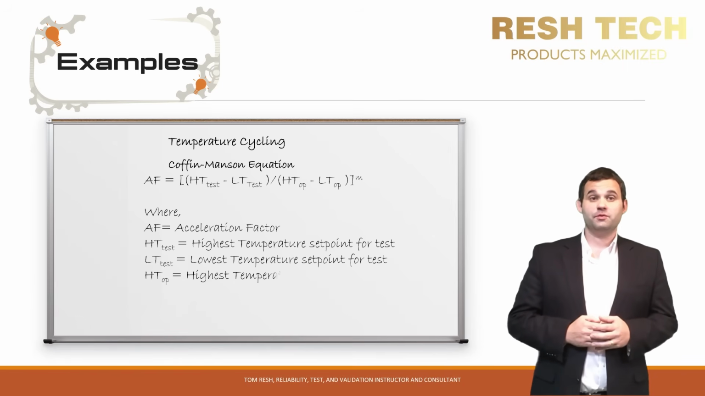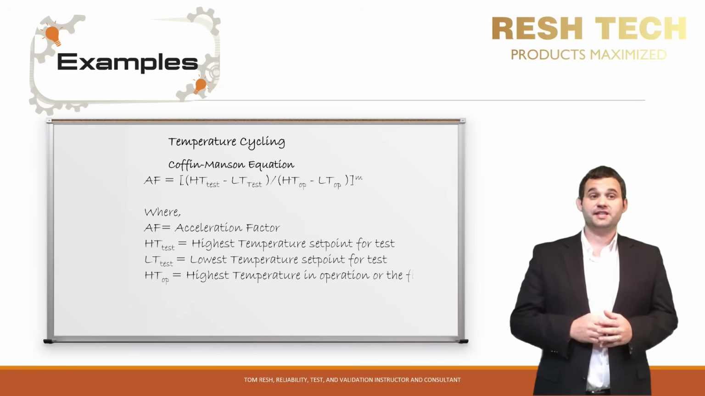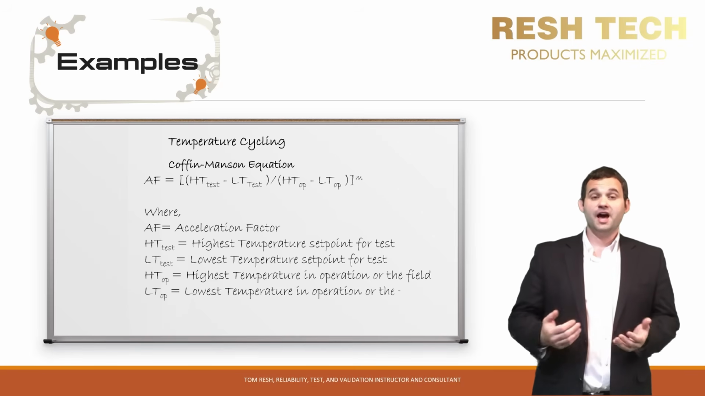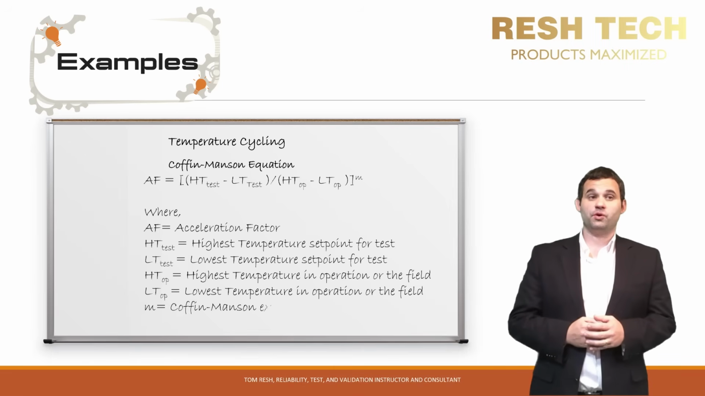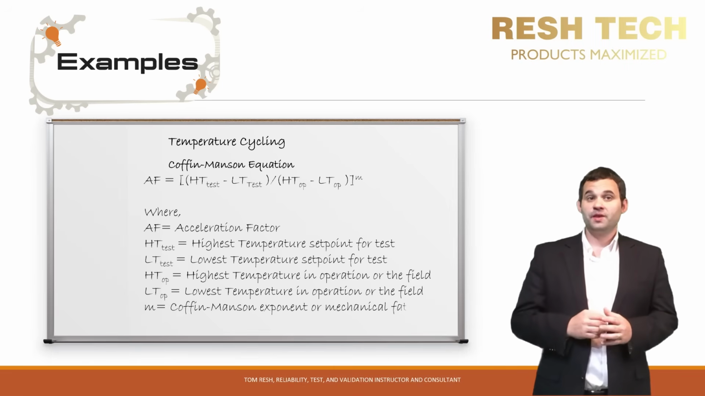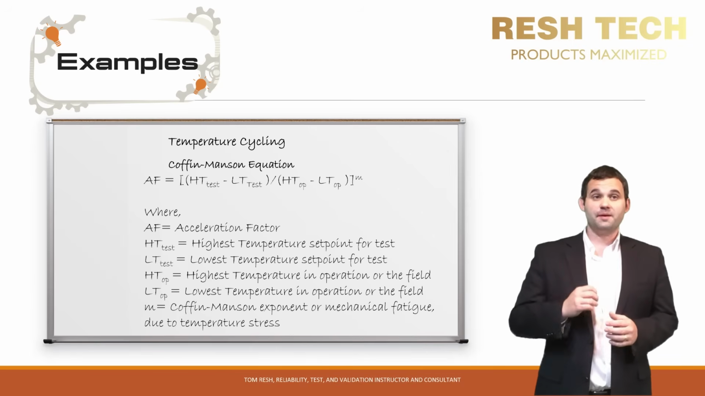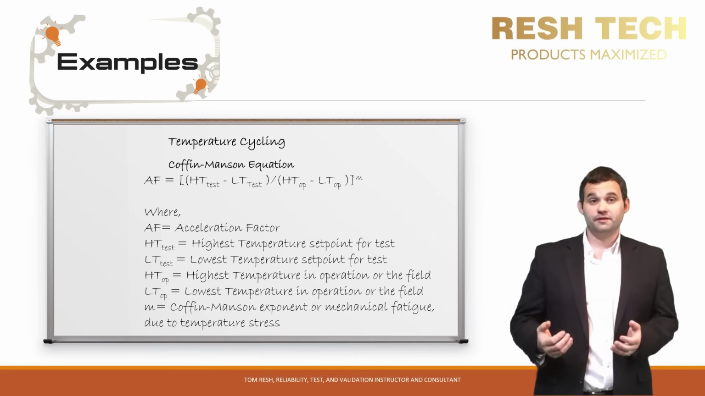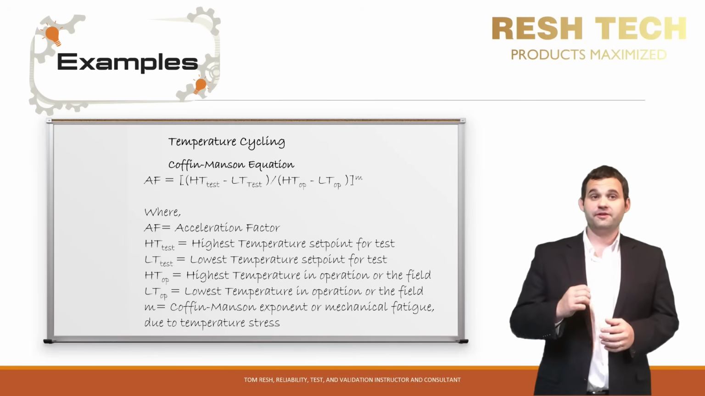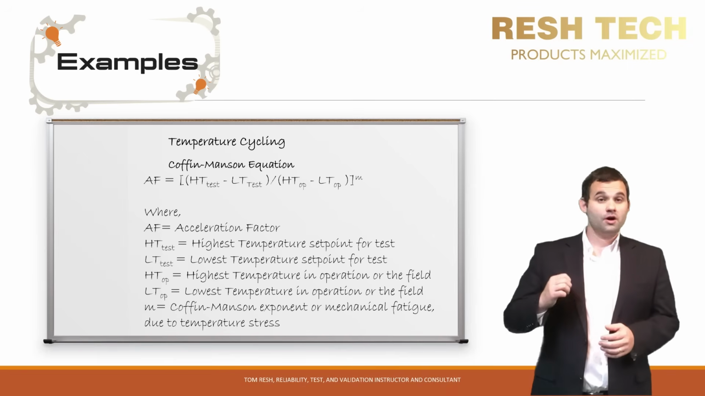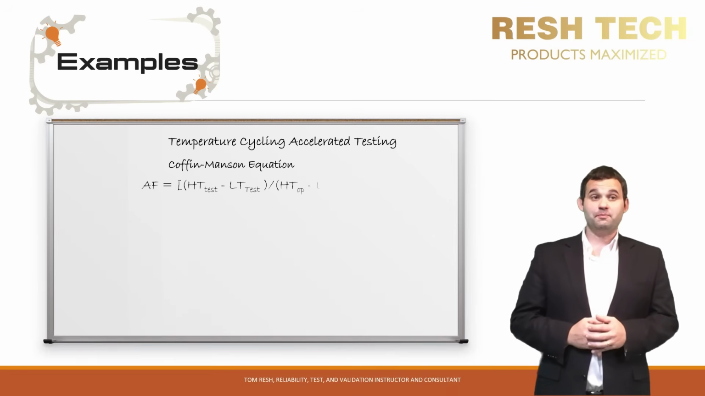AF, of course, equals acceleration factor. HT test is the highest temperature set point for the test. LT test is the lowest temperature set point for the test. HT op is the highest temperature in operation or in the field. LT op is the lowest temperature in operation or in the field. M is the Coffin-Manson exponent or mechanical fatigue due to temperature stress. Oh boy, let's do another example.